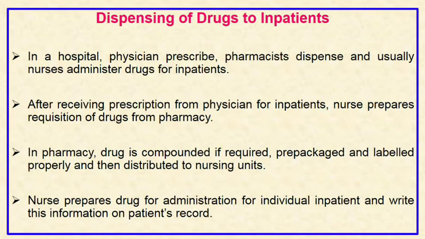After receiving a prescription from the physician for inpatients, the nurse prepares a requisition of drugs from the pharmacy. In the pharmacy, the drug is compounded if required, pre-packaged and labeled properly, and then distributed to nursing units. Then the nurse prepares the drug for administration for the individual inpatient and writes this information on the patient's record.